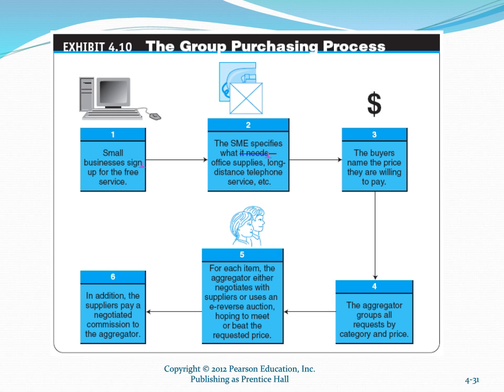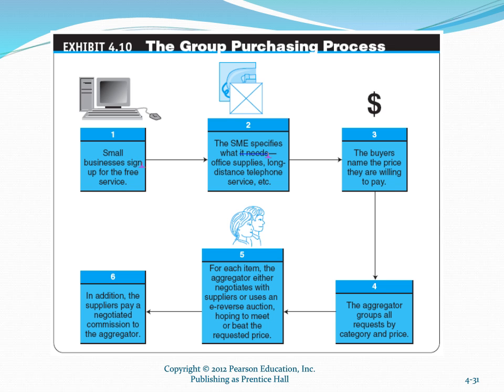Exhibit 4.10 illustrates graphically the group purchasing process. The small business, small organization, or group will typically sign up. It may be a free service, or there may be a fee associated with it up front. They'll specify what it is that they're going to need, various office supplies, long distance service, a variety of other types of things. They'll also specify how much they're willing to pay, what are the rates that they're willing to pay. An aggregator will take those requests and group them together with other small businesses or other organizations that have taken similar steps.